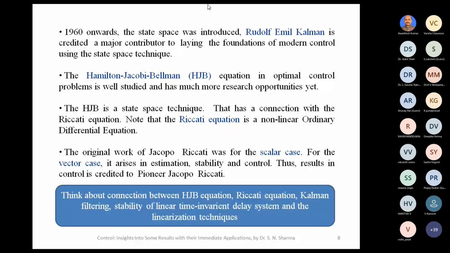Riccati equation, it has too much power to work. Kalman filtering, it also has too many applications. Now people have gone beyond, but these are the things you must learn. So these are the top results of control, then and now, in two parts that we have bifurcated.